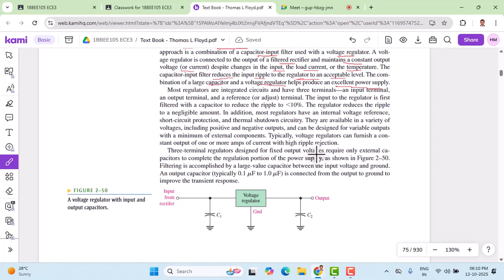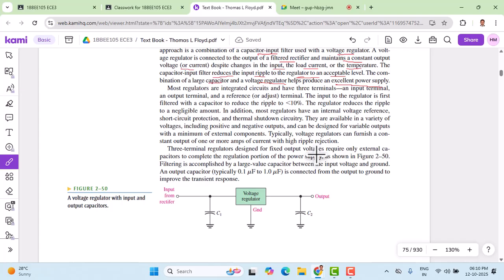Now, regulators are available in the form of an IC, as shown in the diagram here. Most regulators are integrated circuits and have three terminals: an input terminal, an output terminal, and a reference voltage terminal. As you can see here, there is a reference voltage and an input terminal. This is available in integrated circuit form, and it has one more output terminal here. Totally, it has three terminals.